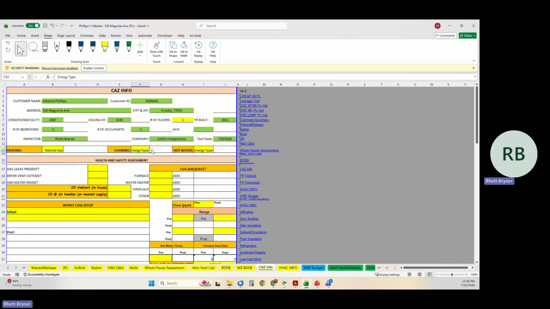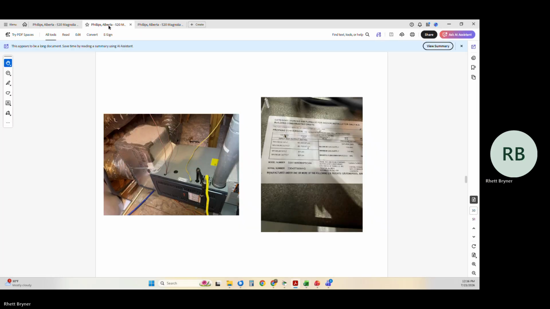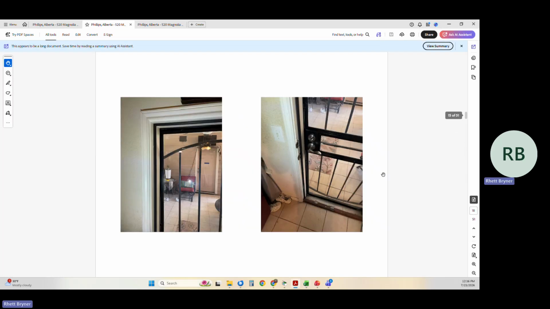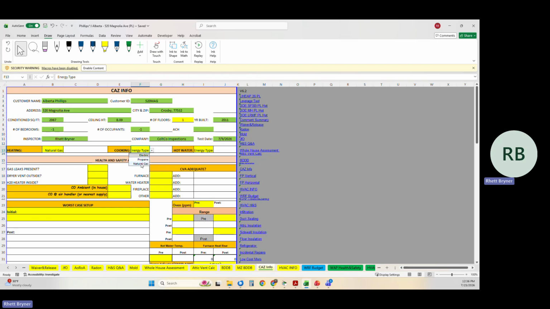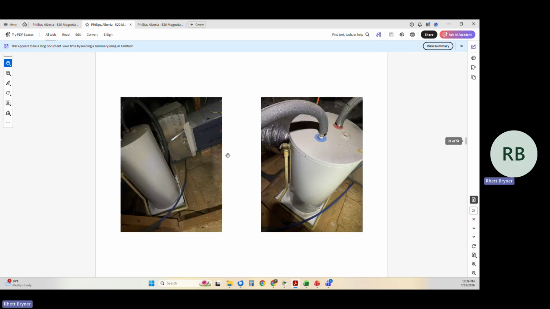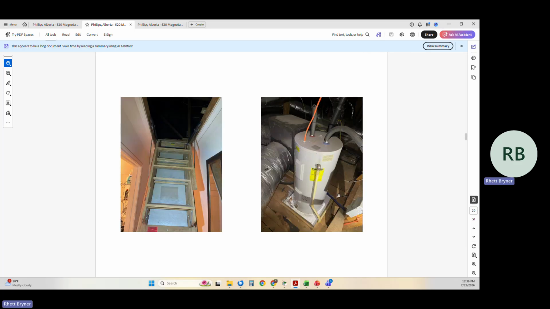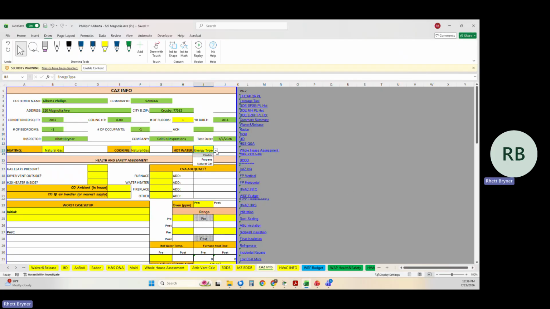What kind of cooktop do they have? In this case, let me pull it up here. In this case, it was a gas stove. You can see right there. So very simple, natural gas. And then hot water, what type? In this case, it was actually an electric water heater. You can see right there. Okay. So you can either select the drop down, or if you just hit E and then enter, it'll create the entry for you.